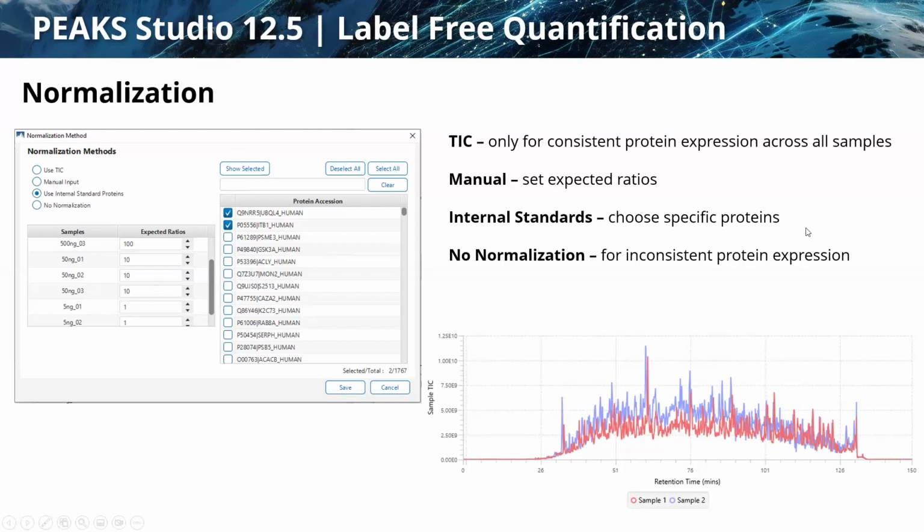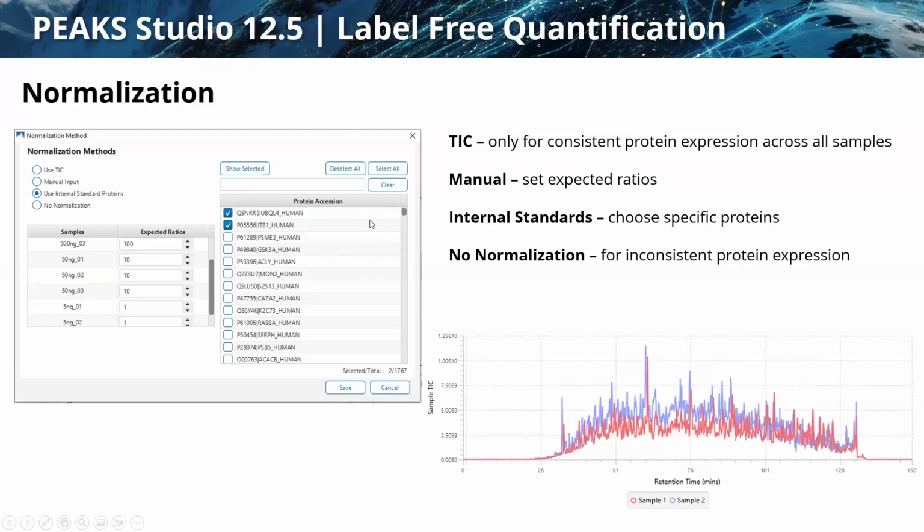Internal standards is another option that requires certain conditions for it to work. You have to have previously run a quantification to get a list of proteins that are available to be used as internal standards. You have to modify that analysis, and then internal standard proteins will become available. You'll be able to search for specific proteins and check off the ones you use. You can use as many of the proteins as you want, but you're assuming that these proteins are unchanging across the samples, or you can set expected ratios as well.